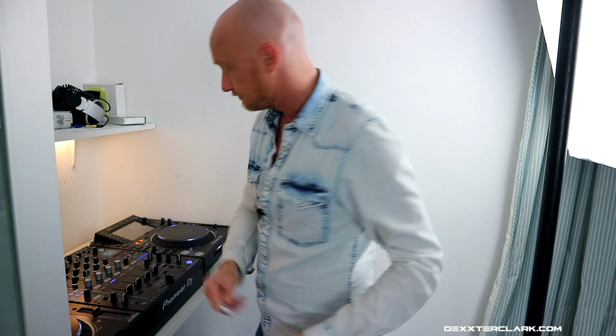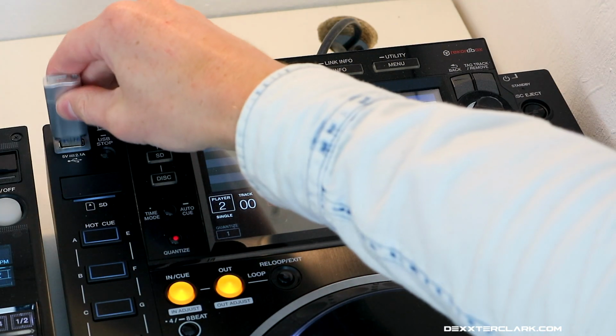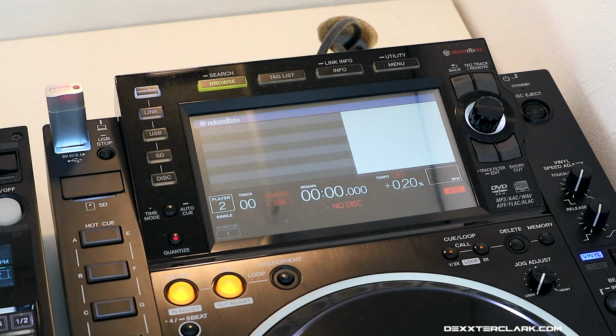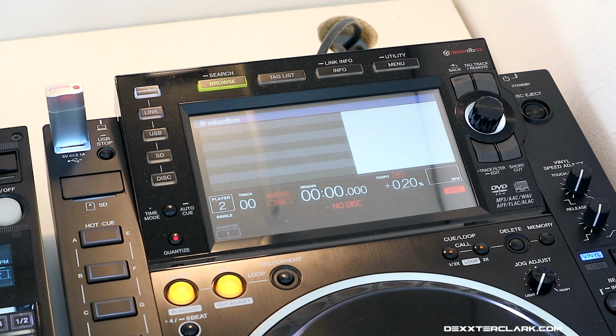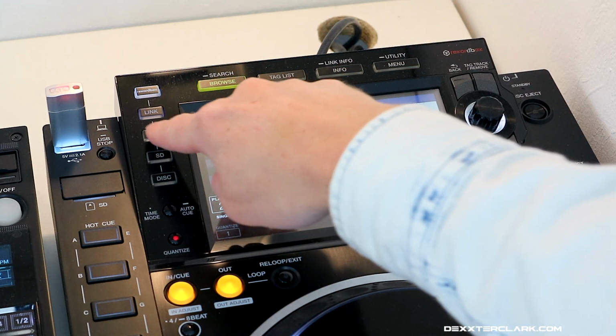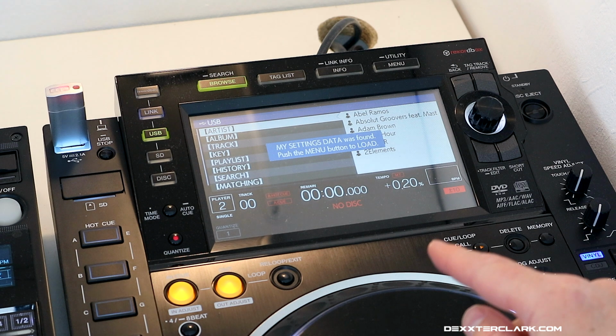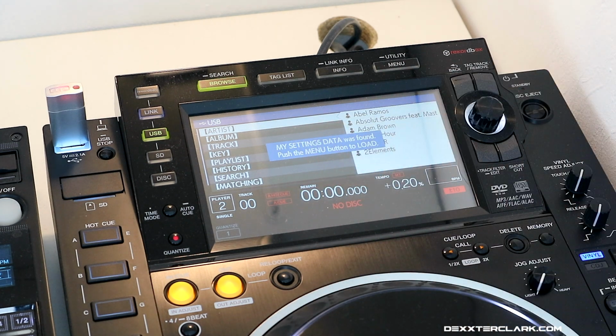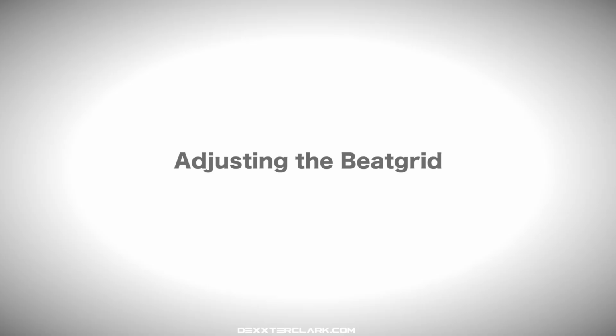And now we can put the USB thumb drive in the CDJ. It will do nothing now, but if you select USB on the CDJ, then you'll see that it displays a message. My settings data was found. Push the menu button to load those settings.